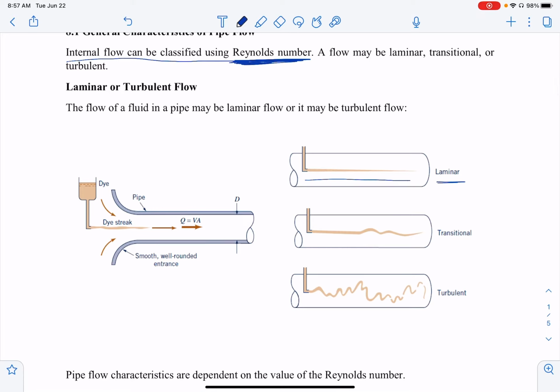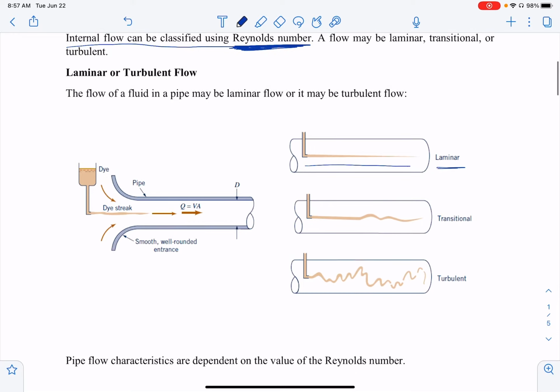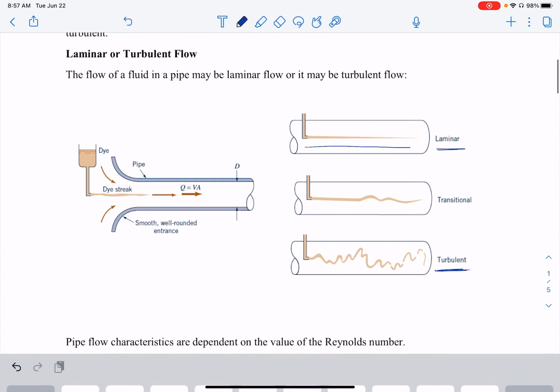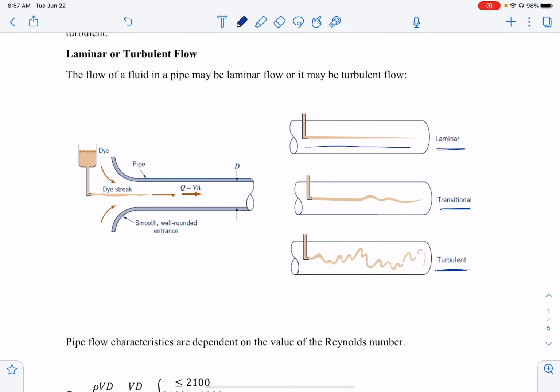And then if the dye streak fluctuates in time and space, or has chaotic changes in pressure and flow velocity, we call it turbulent. The transitional flow is kind of a mixture of laminar and turbulent flow. It's just the transitional section when we're moving toward turbulent flow.